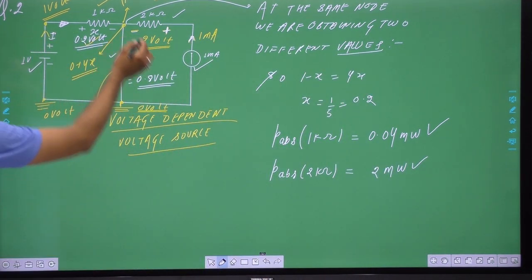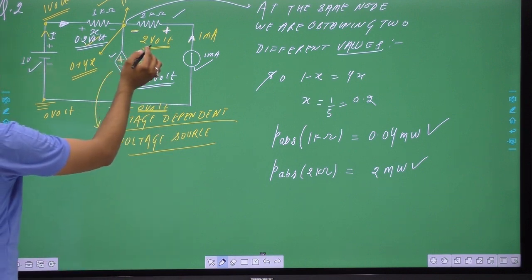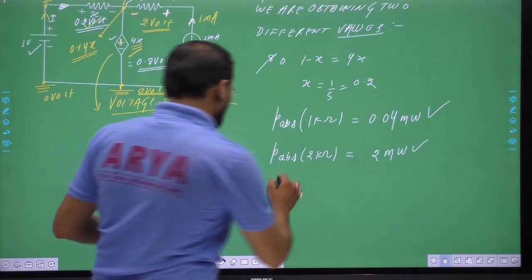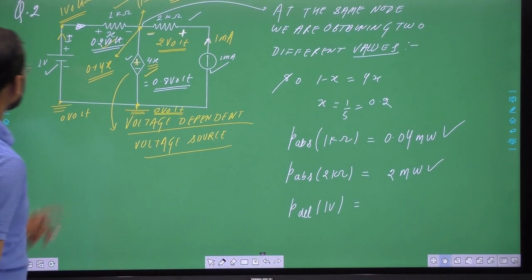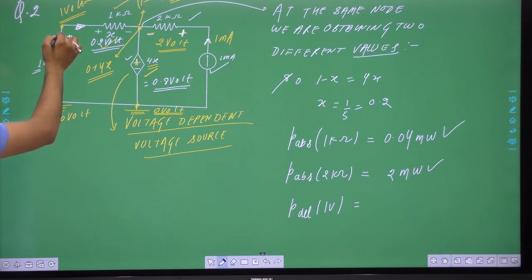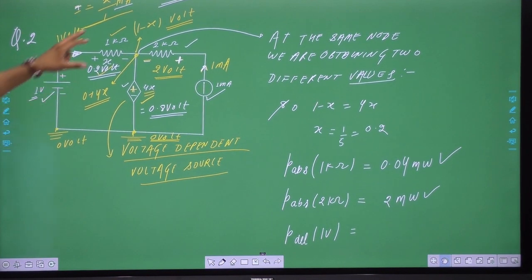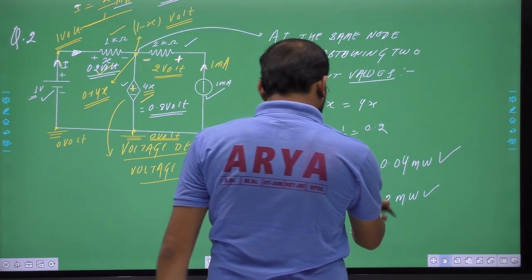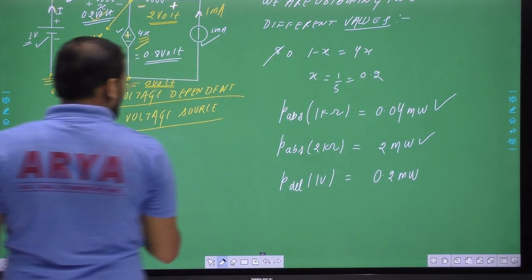Next, the power delivered by 1 volt. What is the value? As the value of the voltage is 1 volt, and the current I is leaving from the circuit, we will use power delivered here. What is the value of I? 0.2 milliampere. 1 multiplied with 0.2 will give us 0.2 milliwatt.